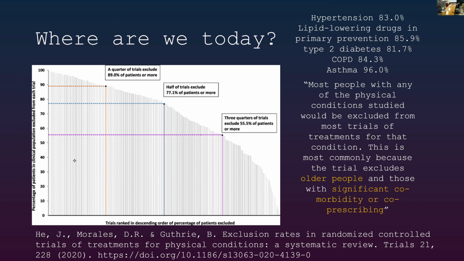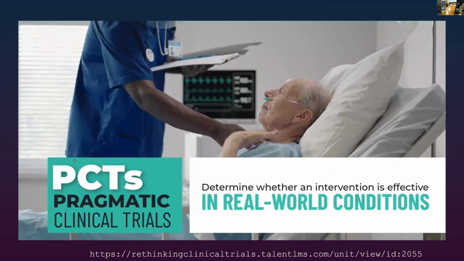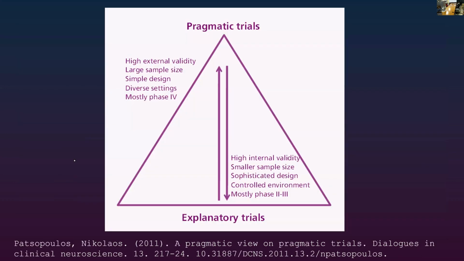Maybe slightly an over-exaggeration, but the underlying statement is that it happens because older people are excluded, and those with significant comorbidities and co-prescribing are excluded. A traditional randomized control trial asks whether the experimental condition is effective. The intervention should be the only difference between the cases and the control. This is the ideal setting. Whereas in pragmatic trials, the question is whether the intervention is effective in a real world setting. As I mentioned earlier, the majority of studies nowadays are explanatory, and there are very few pragmatic trials.